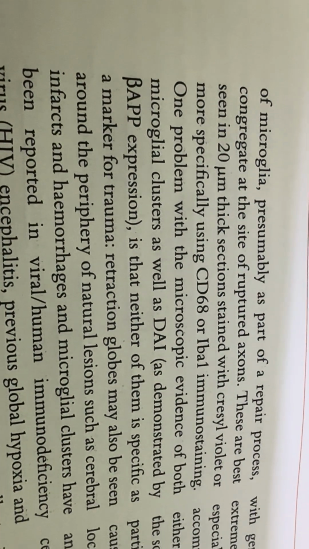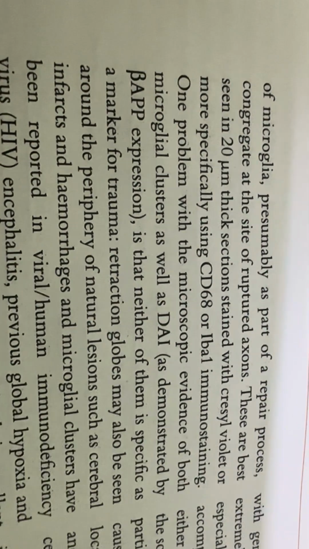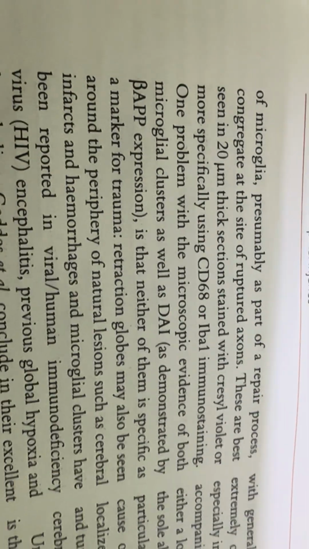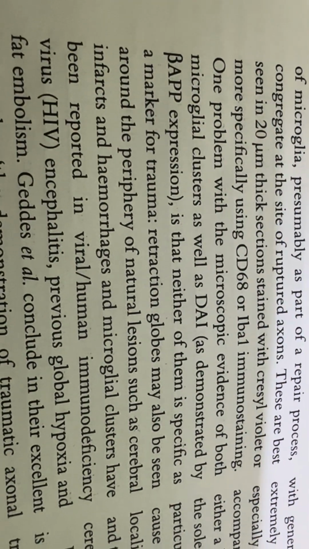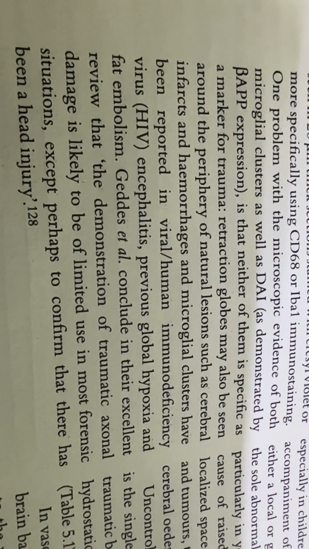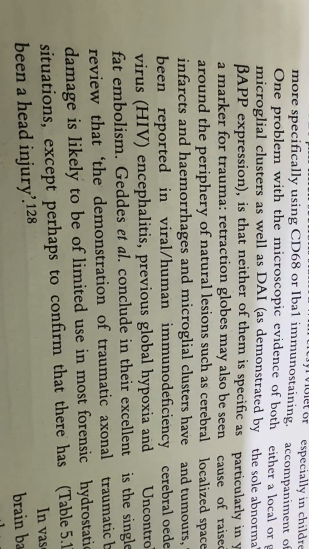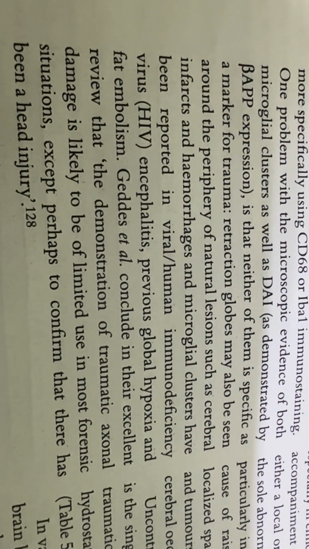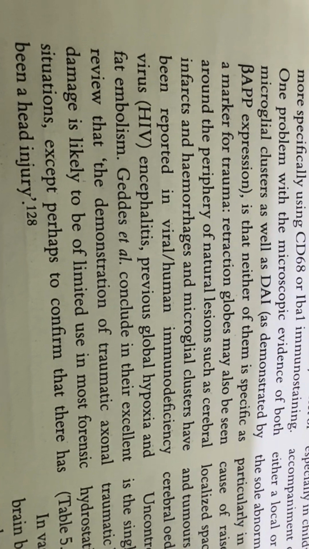These are best seen in 20 micrometer thick sections stained with cresyl violet, or more specifically using CD68 or IBA1 immunostaining. One problem with the microscopic evidence of both microglial clusters as well as diffuse axonal injury, as demonstrated by beta amyloid precursor protein expression, is that neither of them is specific as a marker of trauma. Retraction balls may also be seen around the periphery of natural lesions such as cerebral infarcts and hemorrhages, and microglial clusters have been reported in viral and HIV encephalitis, previous global hypoxia, and fat embolism.